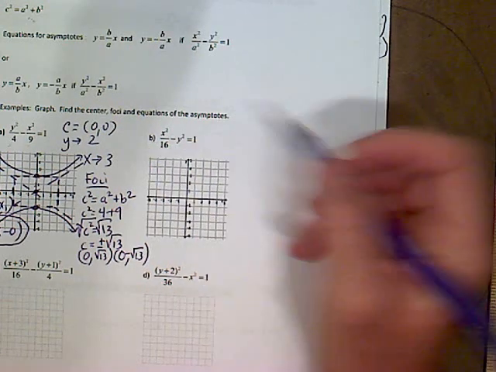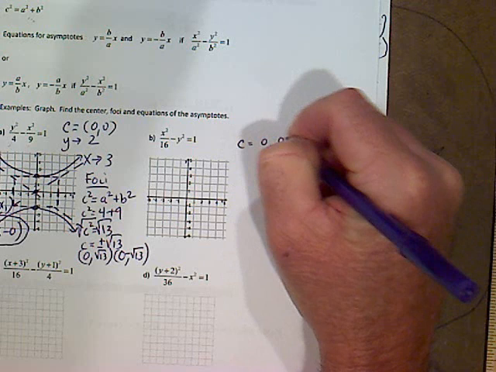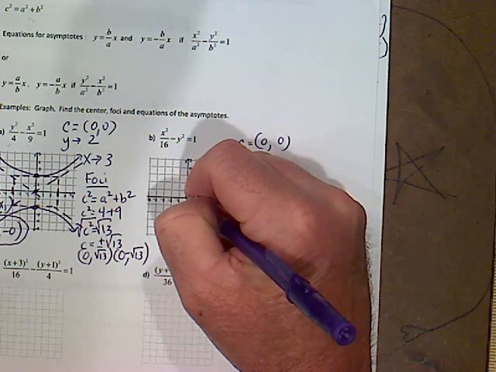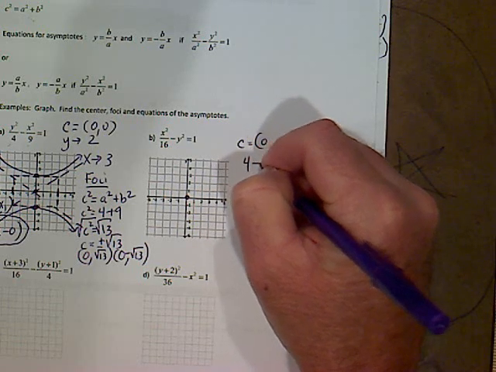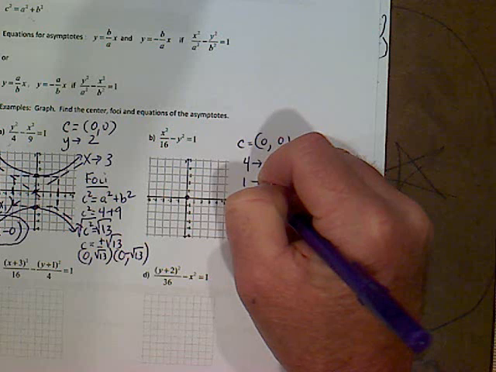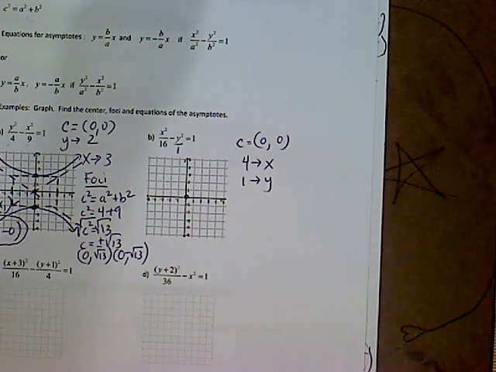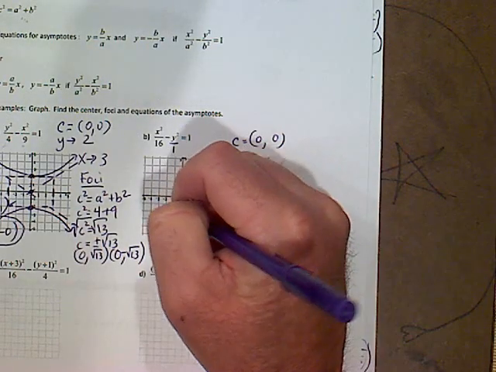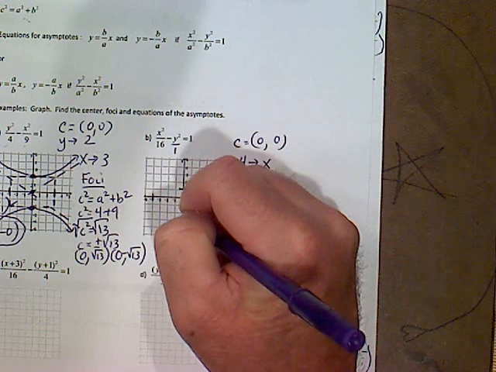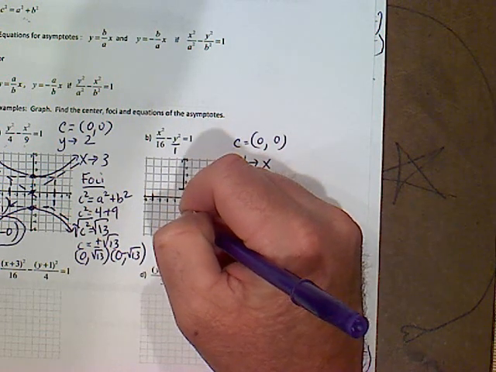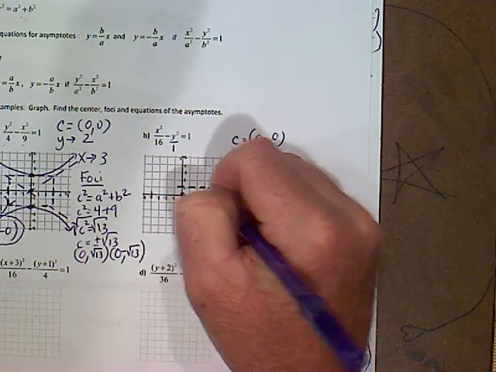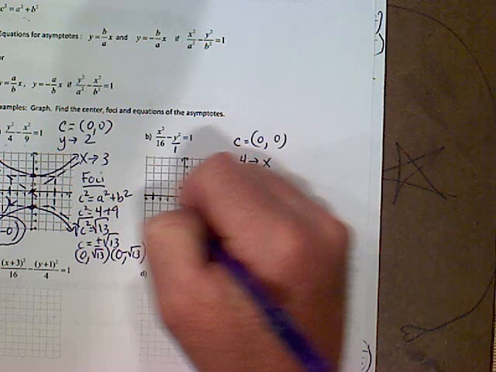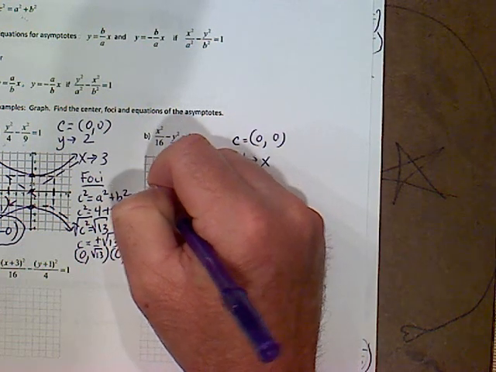Okay, so letter B, center. There's nothing with x, there's nothing with y, it's 0, 0. So 0, 0 is where we're going to start from. We're going to go 4 in the x direction. We're going to go 1 in the y direction. See, there's an over 1 for that y. So we're going to go 4 in the x direction to make our box. And we're going to go 1 in the y direction. So up 1, down 1, back 4, over 4. And then we're going to dot in a box. Okay, based on those dimensions.